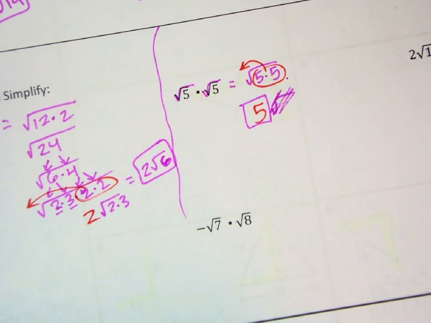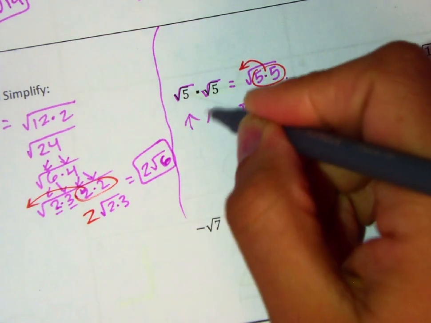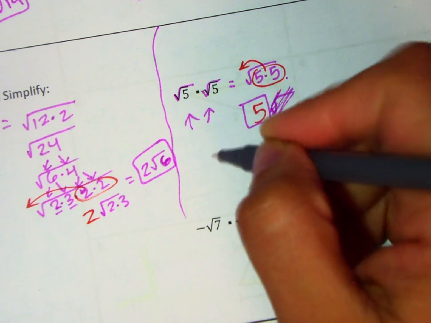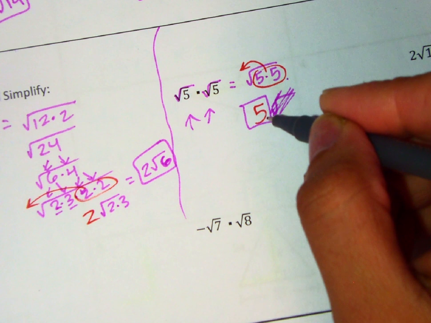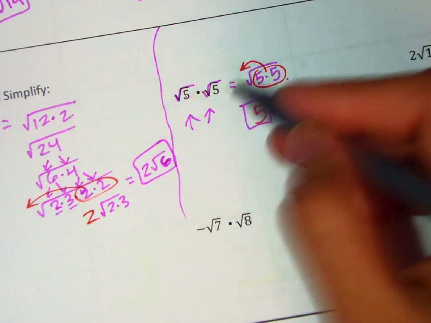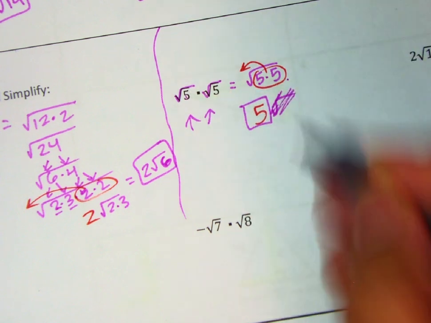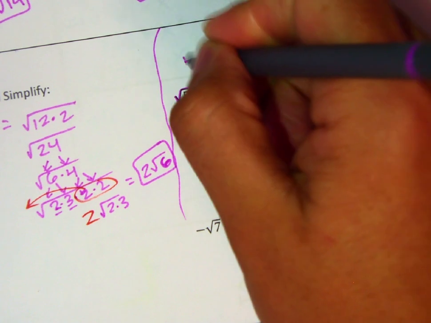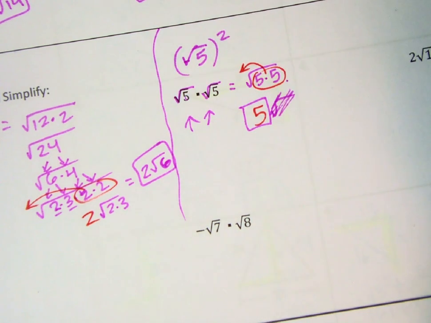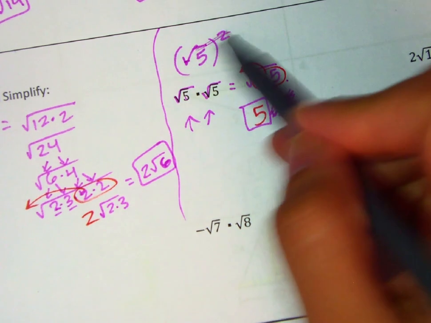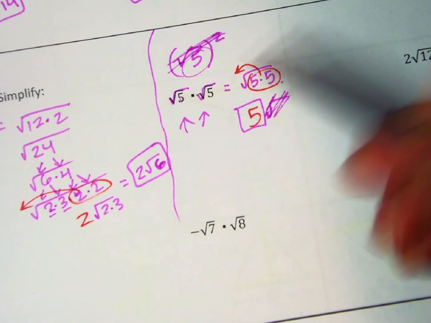So the shortcut to this is that if you multiply the square roots of the same number, you will get as an answer the radicand, the number that's on the inside, because the square roots cancel with each other when you square them. This is technically saying square root of 5 times itself, so squared. And square root cancels squaring, and you're left with the number on the inside.